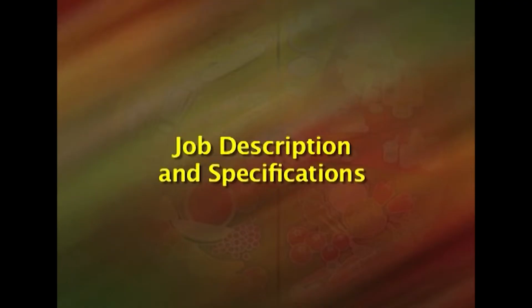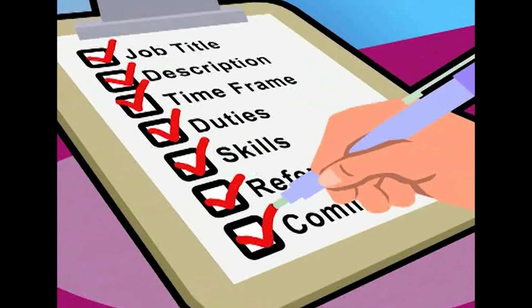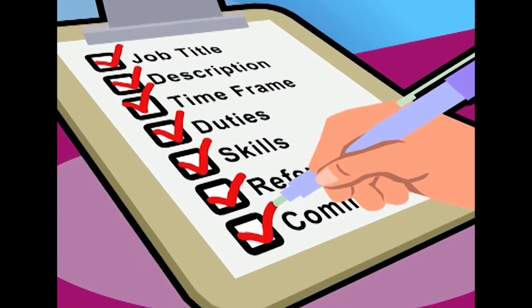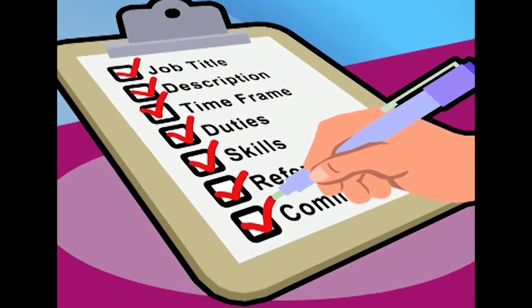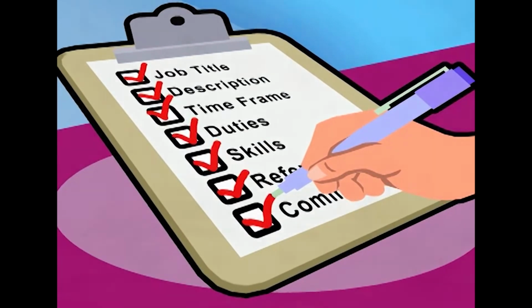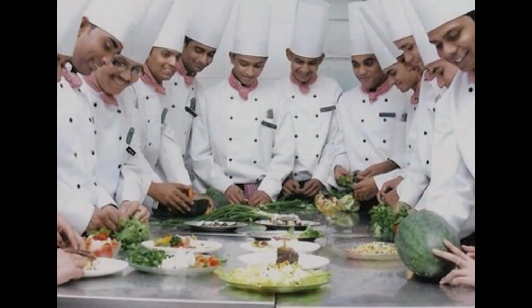Job description and specifications. Job description refers to the definition of a job in a precise manner, indicating exactly what is done by people who are occupying or would be occupying a job position in an establishment. Job descriptions are therefore effective tools for managing at every level of the organizational structure.